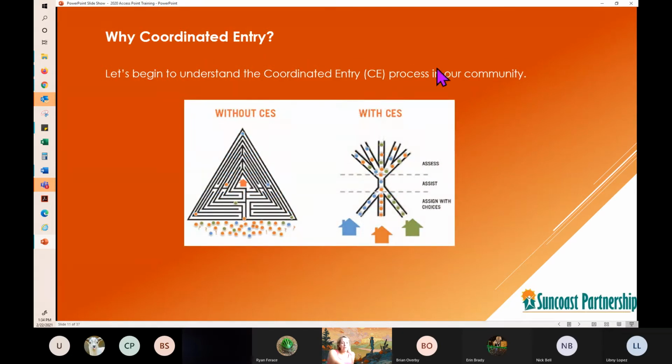So we look at this little graph, and we have clients over here without the coordinated entry system. I mean, there's clients everywhere. We've got this guy up here. He doesn't know what he's doing. They're all trying to enter through this same system, but nobody knows how to get anywhere. It's like, what's going on?